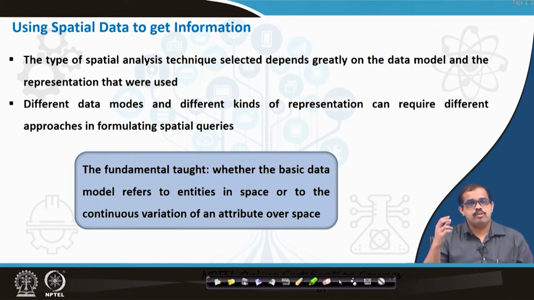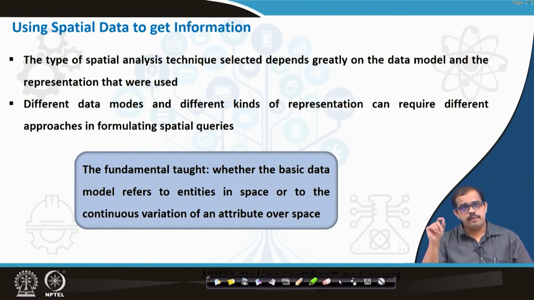Okay. So, when you are looking at spatial data to get information, the first thing you have to look at is what kind of technique you have to use. These techniques are selected depending greatly on the particular data model, whether it is a raster data model or a vector data model, what kind of data it is and how the representations are there. So, the first thing you have to see is what kind of spatial analysis technique you would take in and what kind of different representations are there in that particular model. Okay.